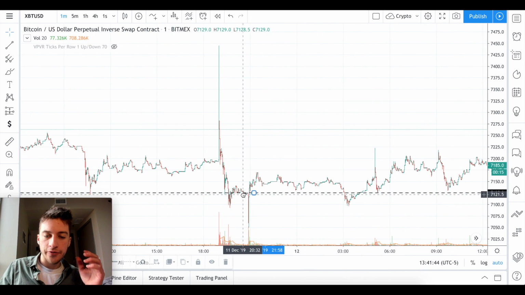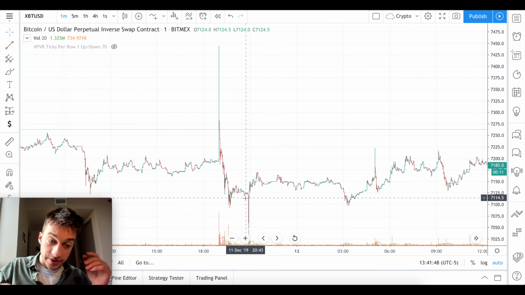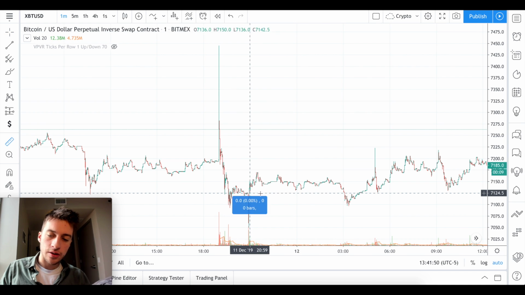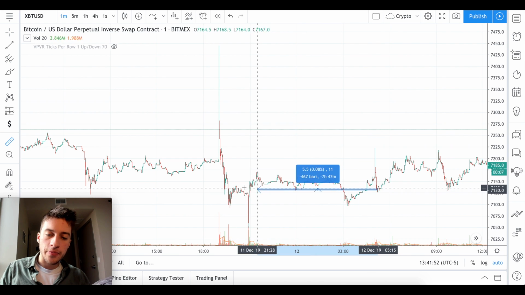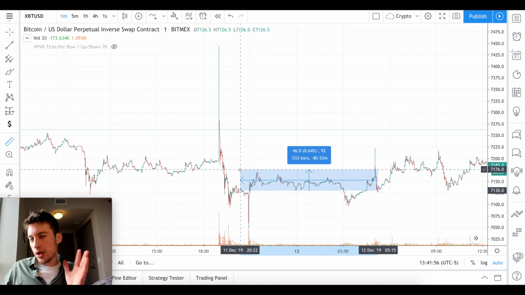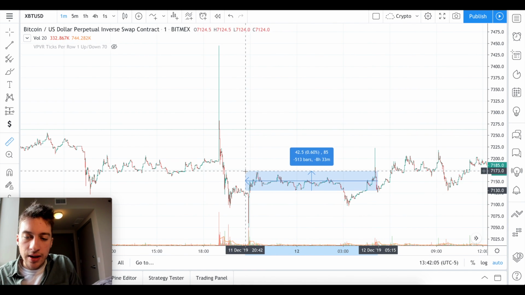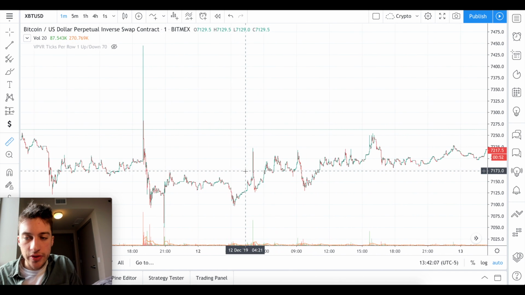So that was anywhere from here, right after the price dipped down, all the way to 5 a.m. From this point in time, if you just looked at this chart, you wouldn't know this. But if you actually looked at the feed here, you can see all these hidden buy orders at various prices. And that's quite bullish. And what ended up happening is price rose.